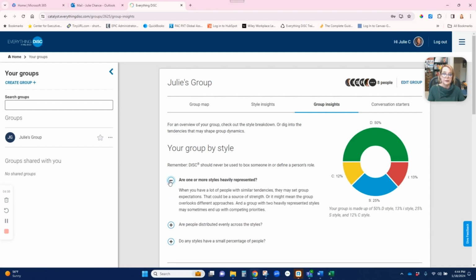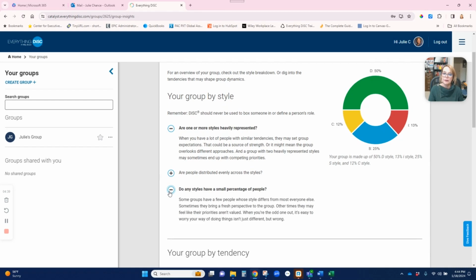So you can drop those down and see that when you have a lot of people with similar tendencies, it may really help set the direction and the tone, the culture of the group. And that could be a source of strength. Or it might mean that the group sees their way of doing things as the way of doing things and tends to discount or devalue some of the strengths of other styles. So it's important to give some thought to that.